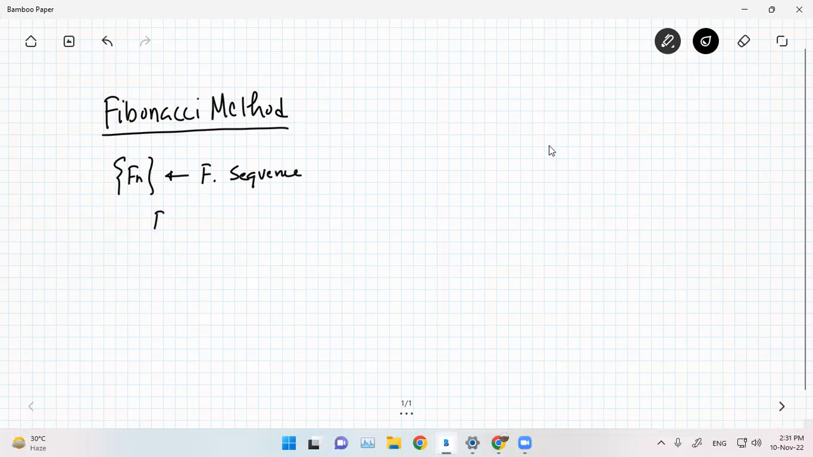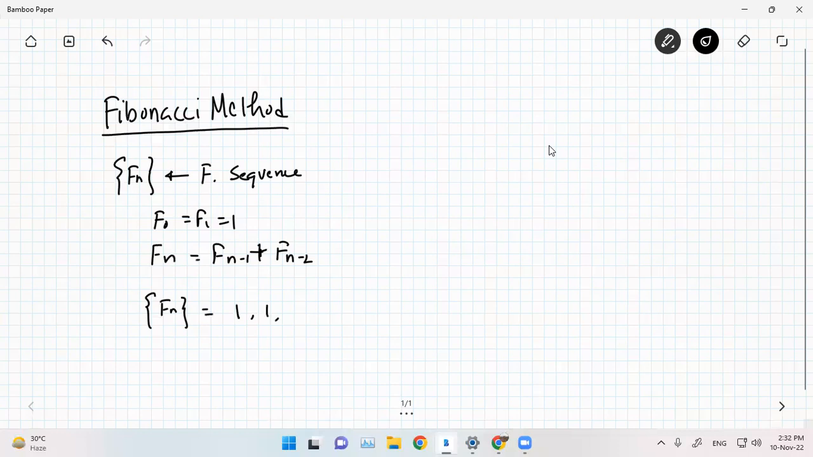So the first two elements of the sequence, F0 and F1, will be 1, and the rest of the sequence will follow this formula, that is Fn equal to Fn minus 1 plus Fn minus 2. Basically, the summation of the previous two. So the sequence Fn, the first two will always be 1 and 1.